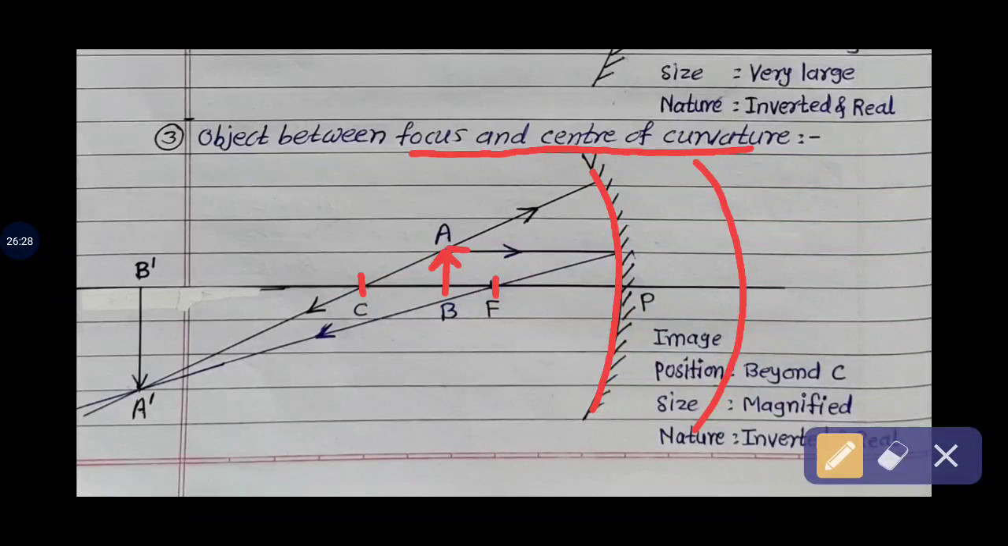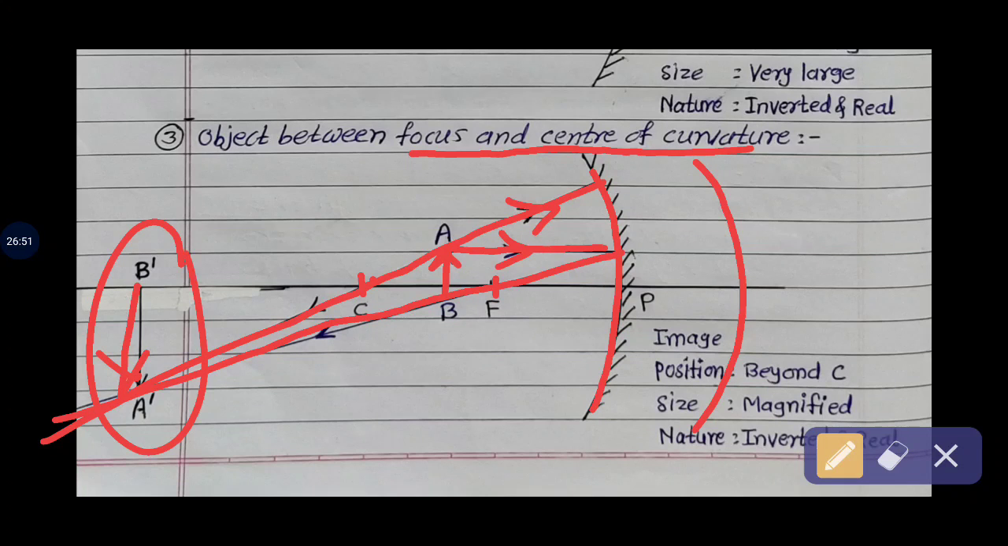So first incident ray parallel to principal axis. After reflection, it is passing through the focus. And second incident ray is passing through center of curvature. Point C is available. So A and C join like this way towards the mirror as the incident ray, and in the opposite direction. So where is the intersection? So image is formed at this point, A dash B dash.